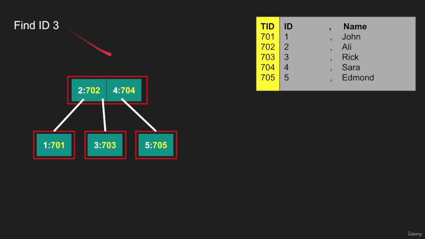Let's search for ID number 3. Searching for ID number 3, you're gonna read this node, which is almost one single IO on disk, and think of this really on a real production database. This is gonna have a lot of elements, to be honest. It's not just one.